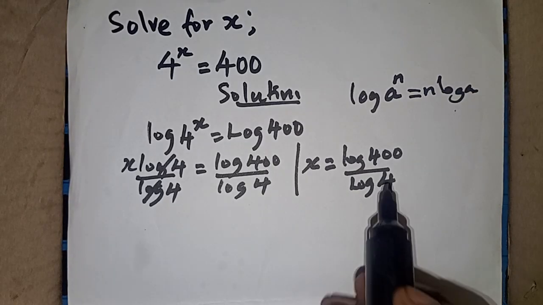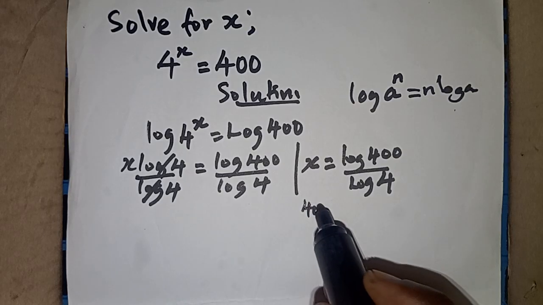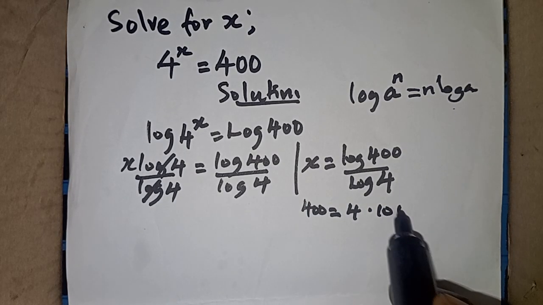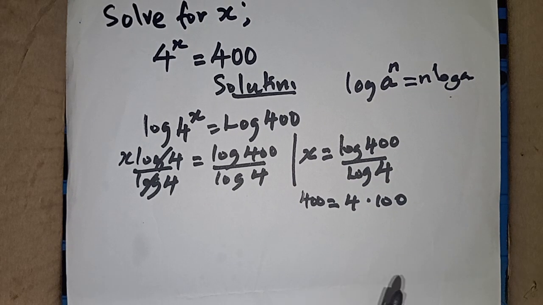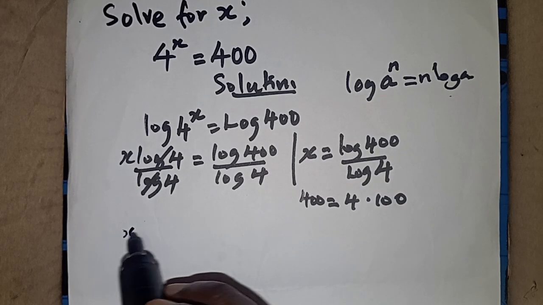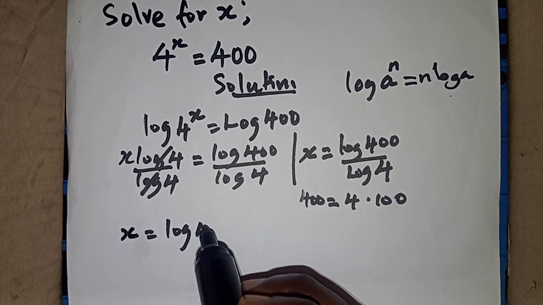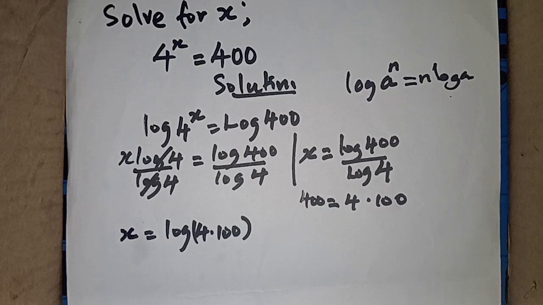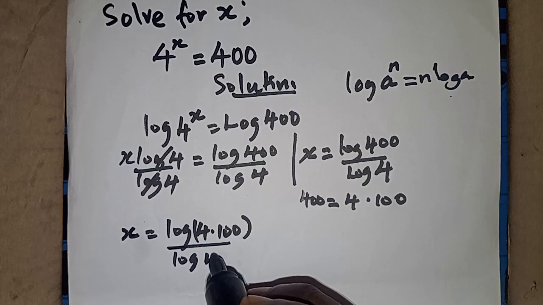Okay, let's continue. So at this stage, I'm going to re-express 400. I know that 400 can be written as the product of 4 multiplied by 100. That's the simple part of it. So applying that, x now is equal to the log of 4 multiplied by 100, divided by the log of 4.